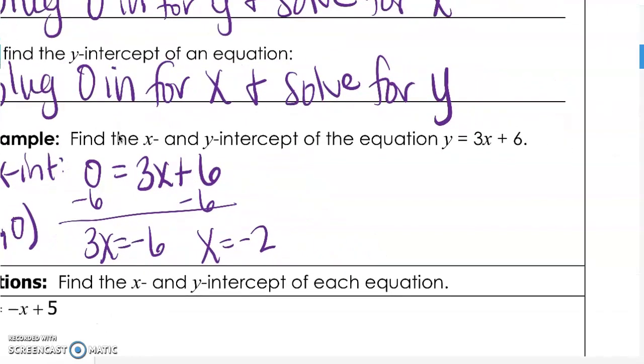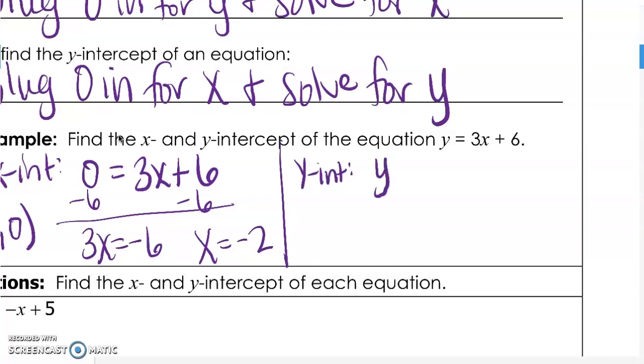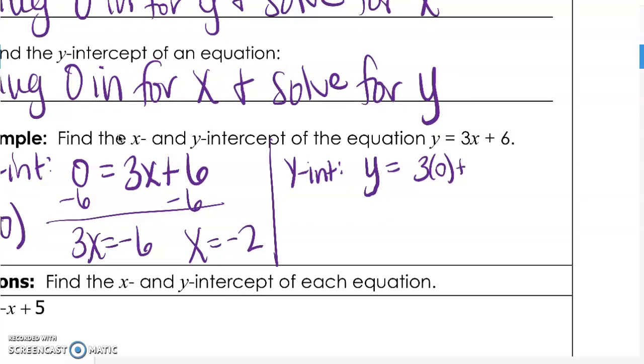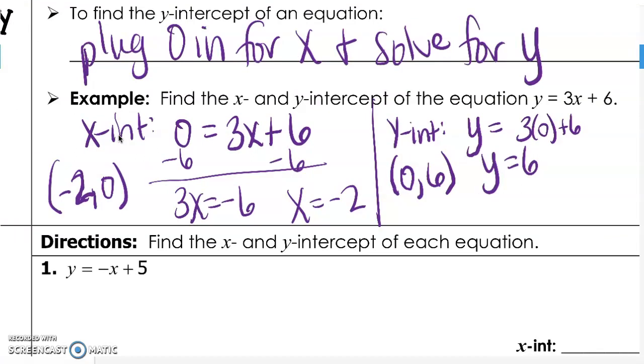Then I do the same thing for the y-intercept. This time we're going to plug the 0 in for x, so this one was much easier. 3 times 0 plus 6. Your y is just 6. So the ordered pair of the y-intercept is 0 for x, because that's what we plugged in, and 6 for the y. So that's what you will do each time. For the x-intercept, you put the 0 in for y and then solve for x. For the y-intercept, it's just backwards. Plug the 0 in for x and solve for y.